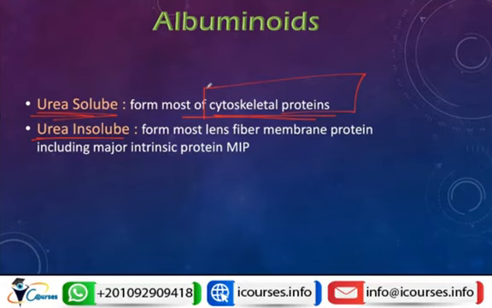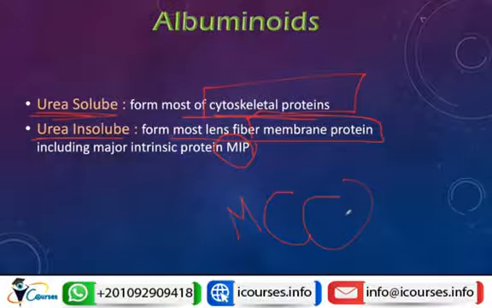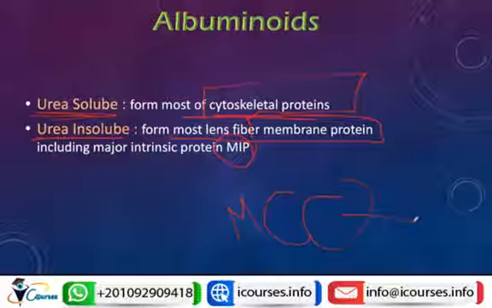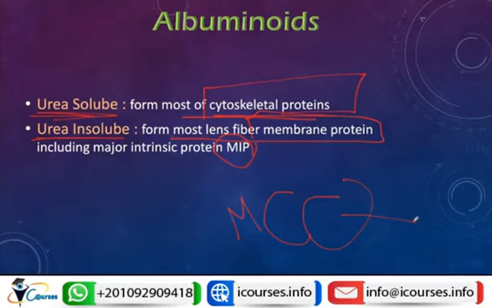They form the cytoskeletal proteins that make the framework of the lens. The urea-insoluble form most of the lens fiber membrane proteins, including the major intrinsic protein. This is asked in the MCQ. So one of the lens fiber membrane proteins is called the major intrinsic protein, which is urea-insoluble. It is the protein that makes up the cell membrane of the lens fiber, and it is made by the urea-insoluble protein.